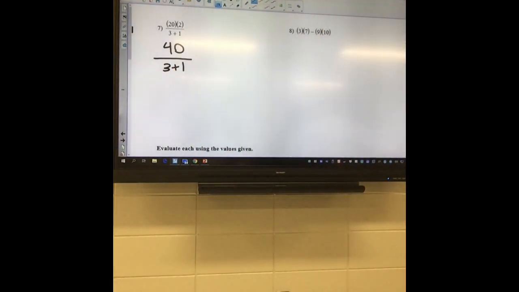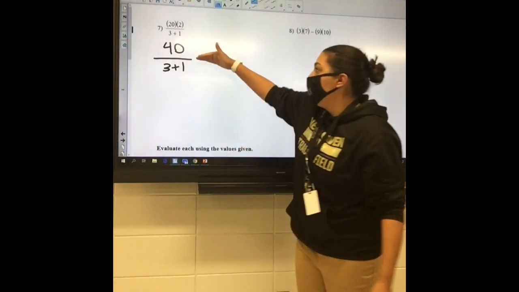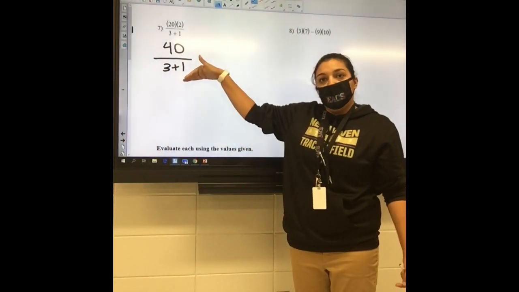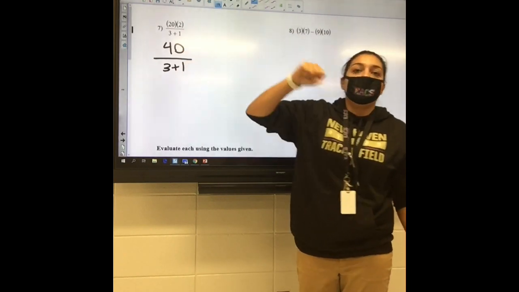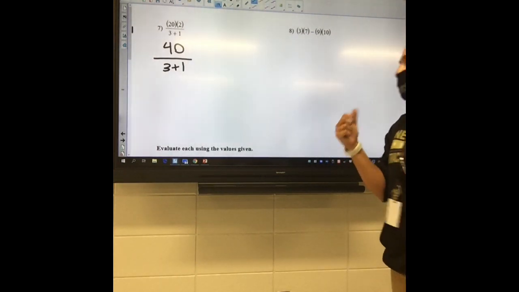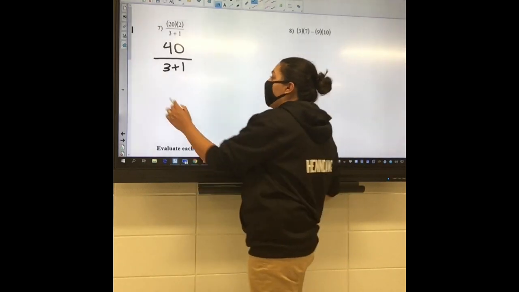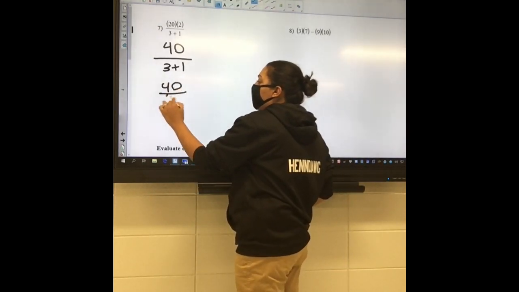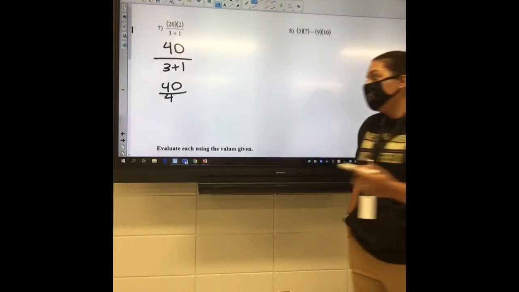Okay, now technically your next step would be according to your PEMDAS. Okay, your order of operations would be exponents, multiplication, division. Can you divide it like this? You could, but you're going to have to do 40 divided by 3 and 1 divided by 3 and add them together. Okay, so add the bottom first until you get a whole number and then divide. So what is the 3 plus 1? 4. So you got 40 over 4, which is what? What's 40 divided by 4? 10.